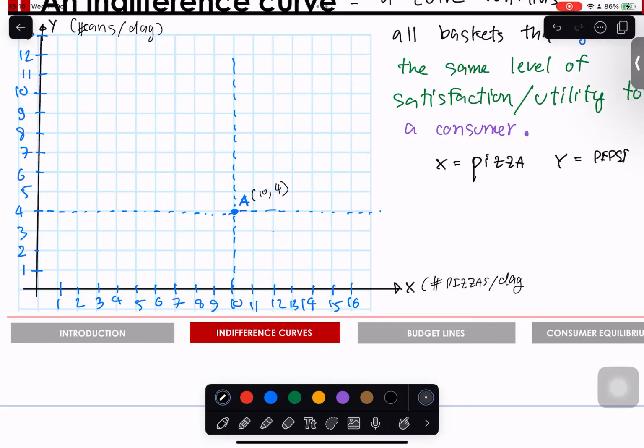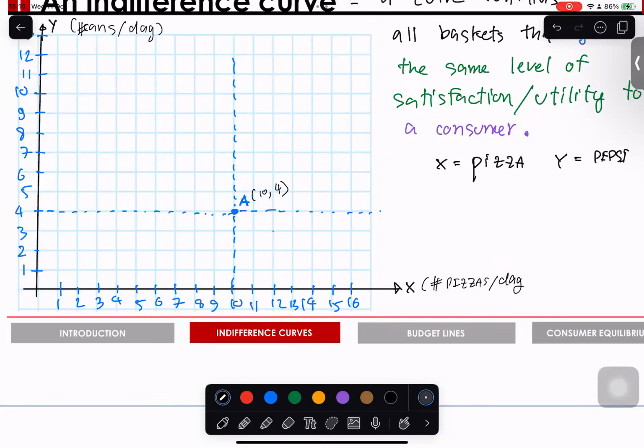Okay, pizza, perhaps slices per day. Pepsi, number of cans per day. Basket A, a mixture of pizza and Pepsi: 10 units of good X, pizza, and 4 units of good Y, Pepsi. Pizza, when he gets hungry. Pepsi, when he feels thirsty. A combination of these two.